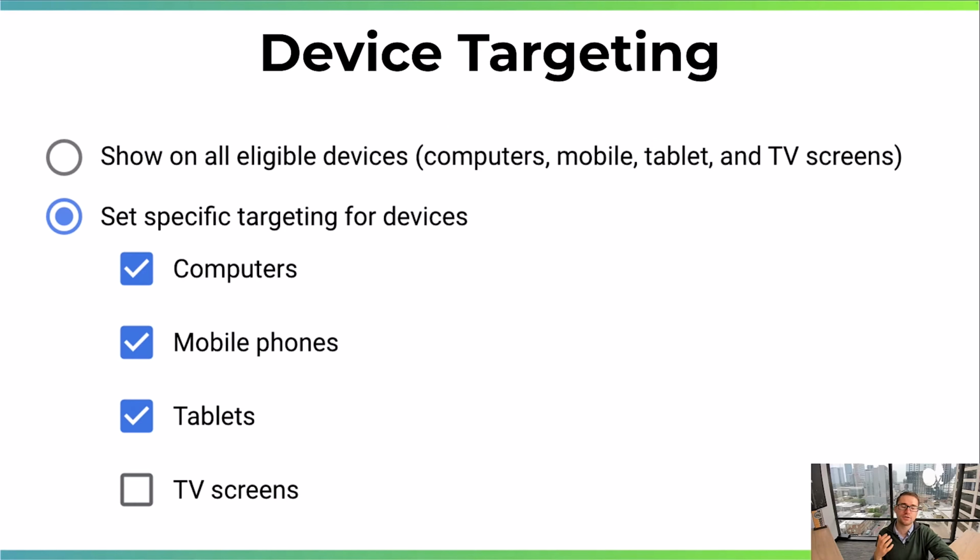So what we've found is you can actually target and get a better result by targeting computers, mobile phones, and tablets. Now, TV screens are really growing fast on YouTube, but one of the challenges that people have with targeting on TV screens is you might not get the same amount of conversions.